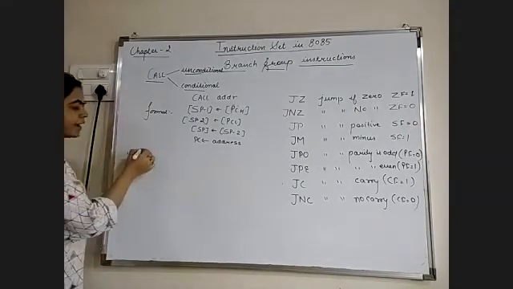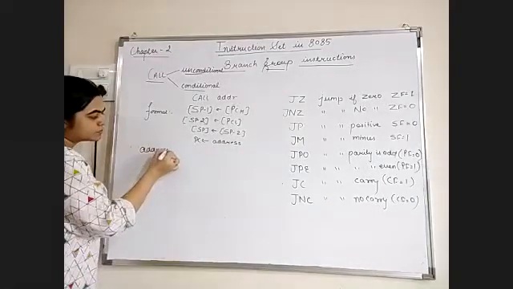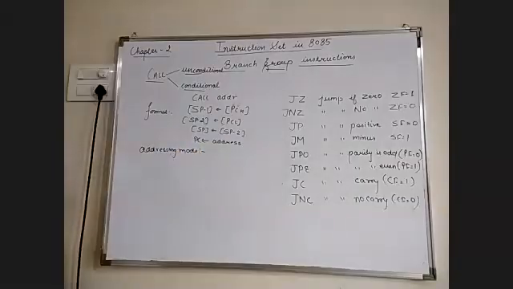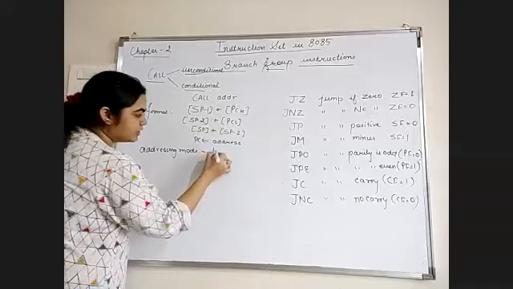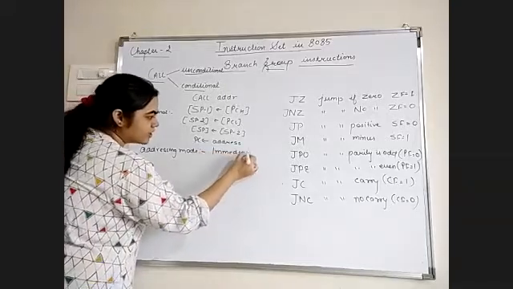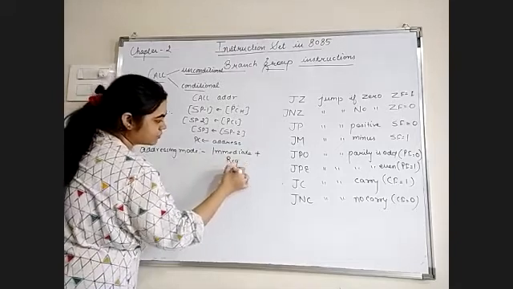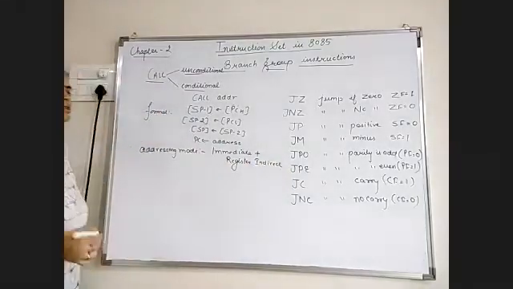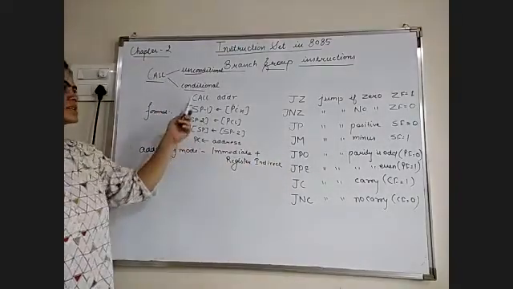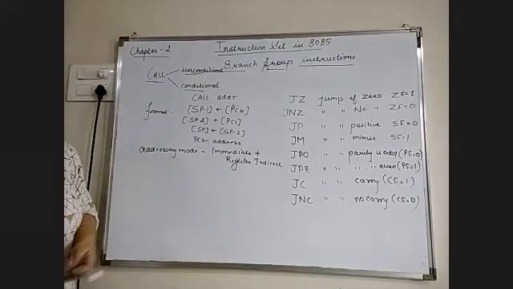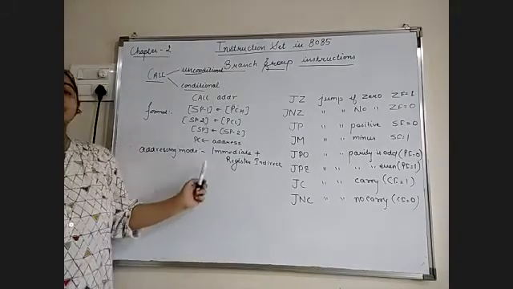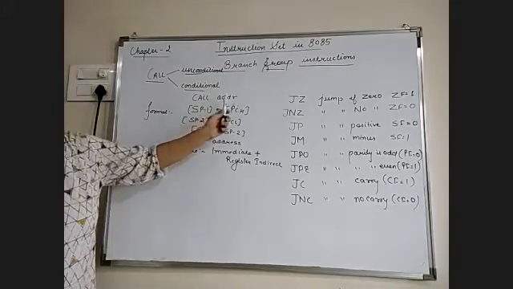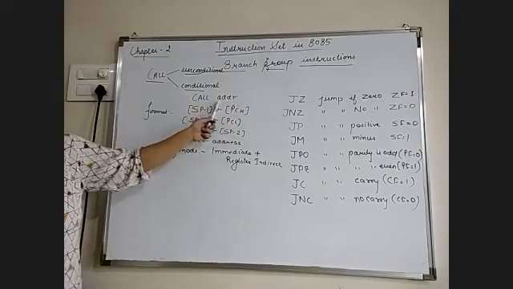Now we can see the addressing mode. The call instruction comes under two addressing modes. The first one is the immediate addressing mode, and the second one is the register indirect addressing mode. Why does the call instruction fall under two addressing modes? Because immediate means once this instruction is encountered in the program by the microprocessor, the microprocessor immediately jumps to the memory location which is specified in the instruction. So that means immediate addressing mode.